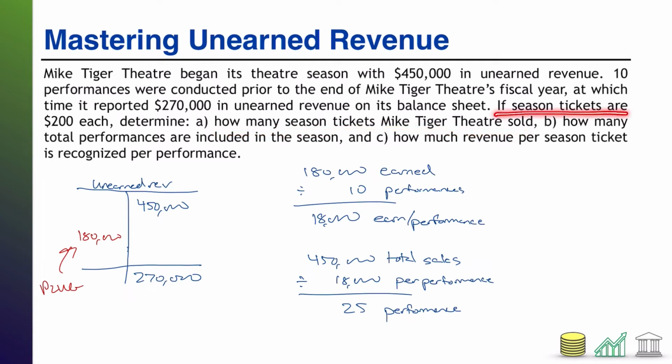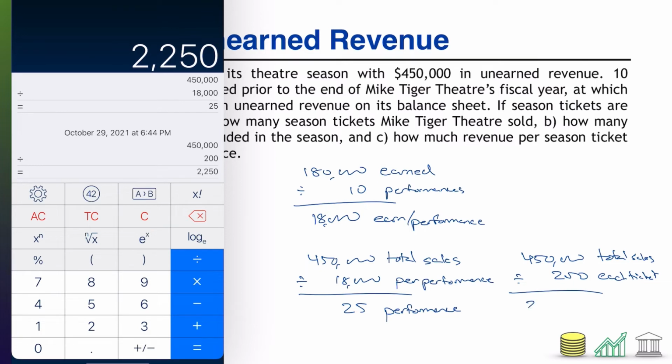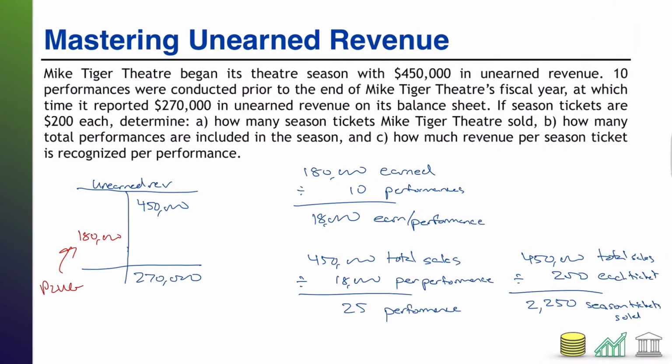Well, here's the deal. We know that season tickets are $200 a piece, and we sold $450,000 worth. Therefore, $450,000 total sales divided by $200 each ticket works out to, let's see, 450,000 divided by 200 each. We sold 2,250 season tickets. All right, so that answers A. How many season tickets did we sell? That brings us to C, the final piece.